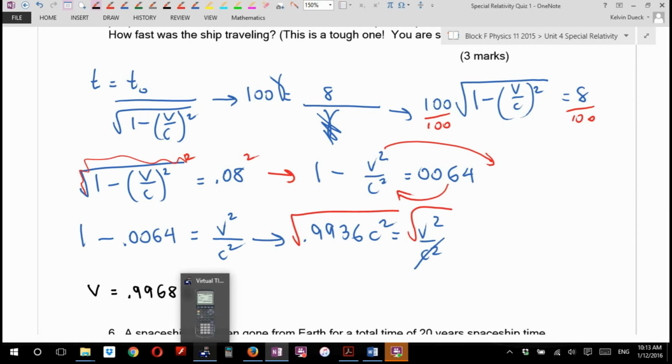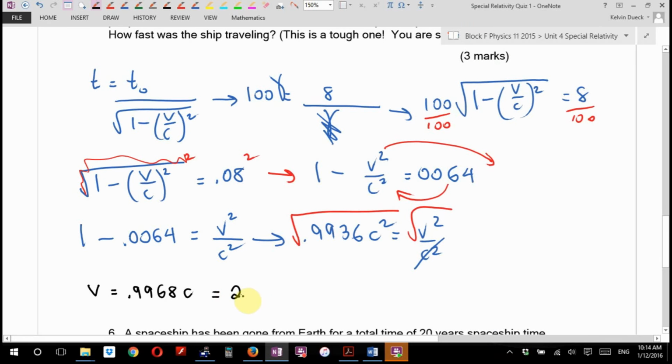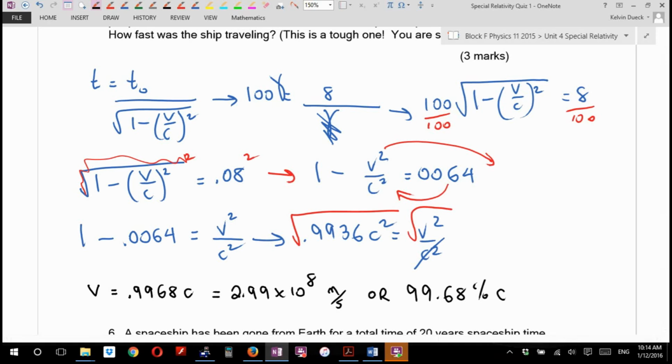Now, if you stop there, I will give you full marks. It's 99.68% of the speed of light. Or if you then times that by c, which technically you should have done, because this question didn't say leave it as a percentage. And remember, c is 3 times 10 to the 8th. You're going to get 2.99 times 10 to the 8th meters per second. Or you could have said 99.68% of the speed of light. If you got that, 3 out of 3.